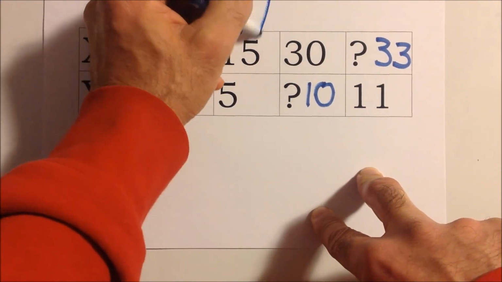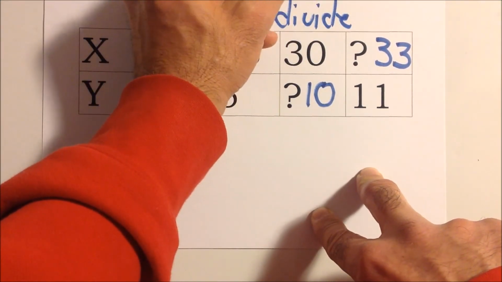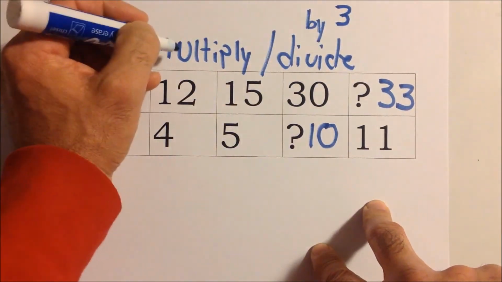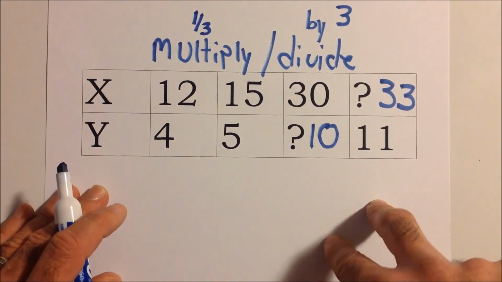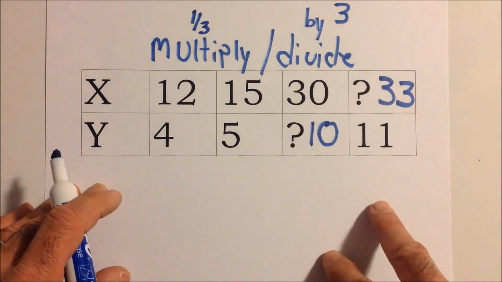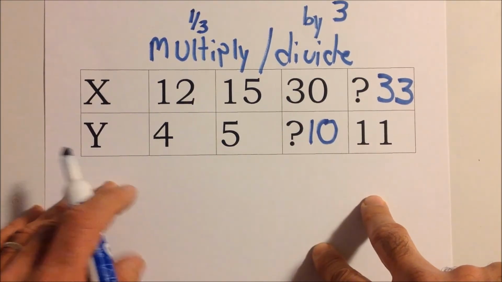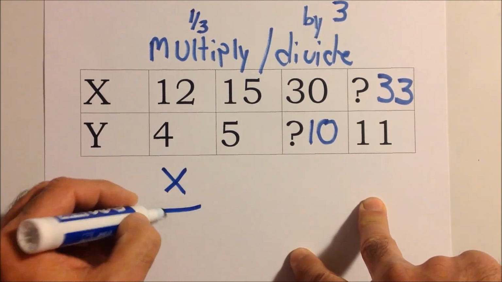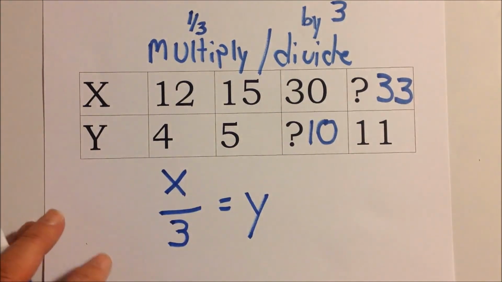And now we know the rule is multiply or divide. And it's actually, you can do both. So it's actually divide by 3. Right, we're dividing by 3. And if you divide by 3, that means you're multiplying by 1/3. This is something to remember. If you were dividing by 5, then you would multiply by 1/5. You just do the inverse. So the rule is to divide by 3 to get y. So if you divide x by 3, x divided by 3 will give us y, and that's the equation.